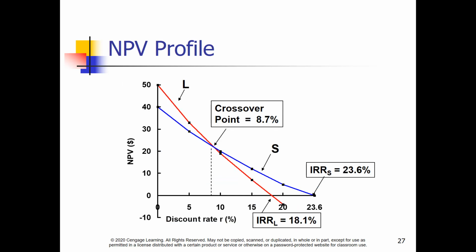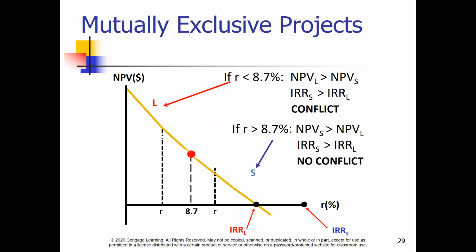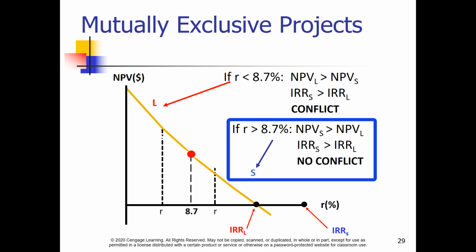Graphically, you can see the shift. At a discount rate lower than the crossover point, there's a conflict between S and L. Above that point, no conflict. There is no conflict for independent projects. For mutually exclusive projects, the conflict can cause problems. If the discount rate is less than the crossover rate, then NPV and IRR indicate different choices. If the discount rate is greater, then there's no conflict.